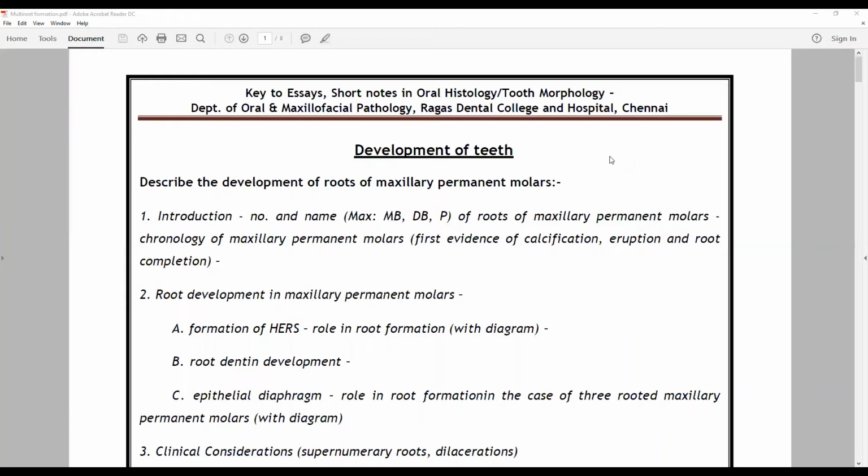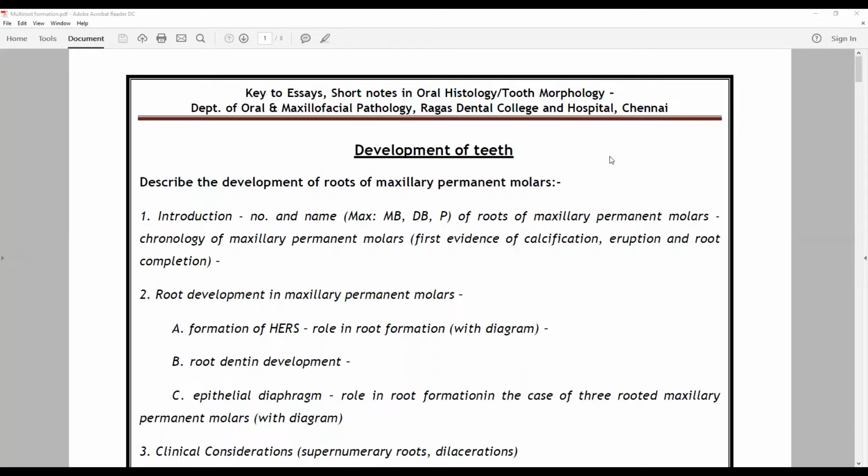We are in the chapter of development of tooth, and the question that we are going to take is development of multi-rooted tooth. The question could be put up in many ways. Describe the development of roots of maxillary permanent molars, mandibular permanent molars, deciduous molars, or upper first premolar, maxillary permanent first premolars. So it could be twisted in any way. And the bottom line is describe the development of multi-rooted tooth.